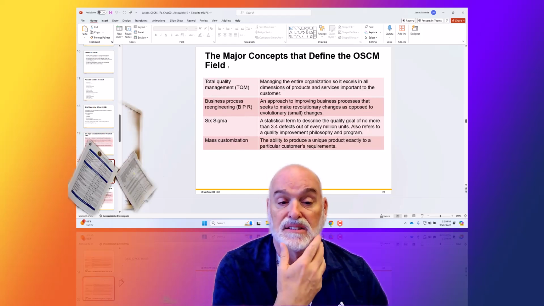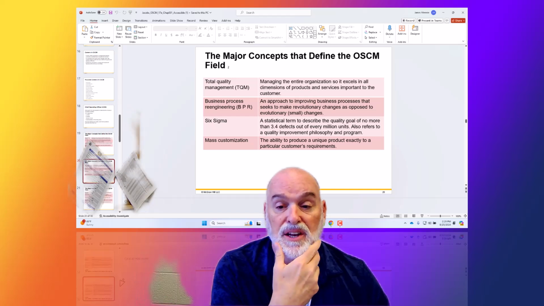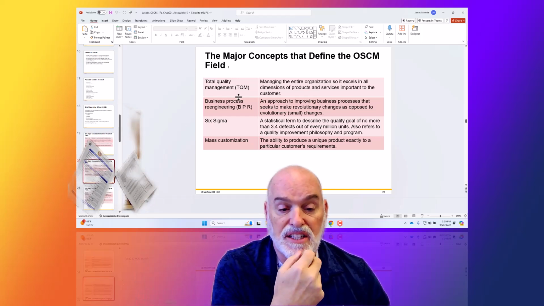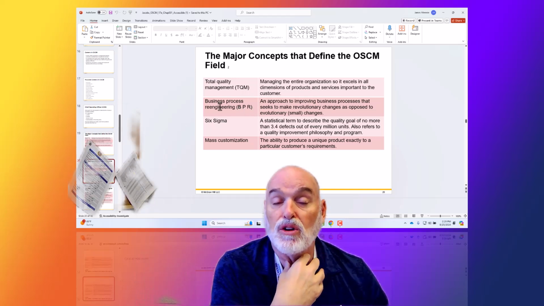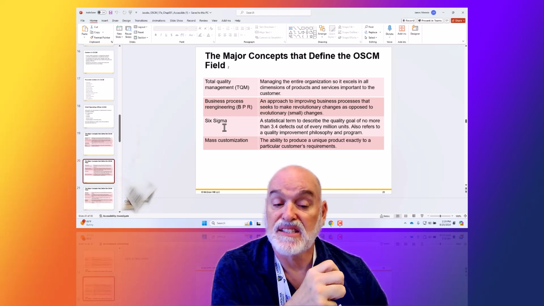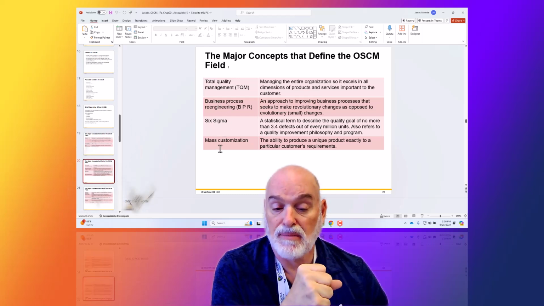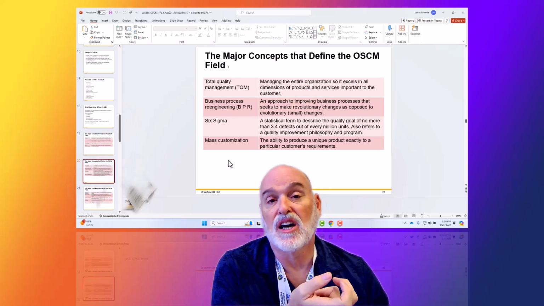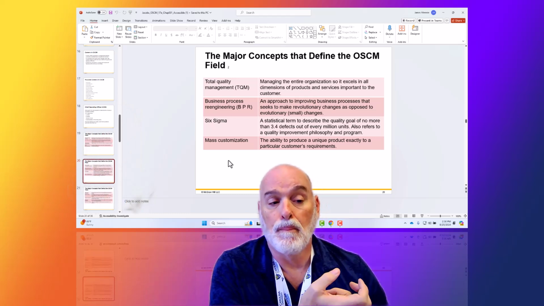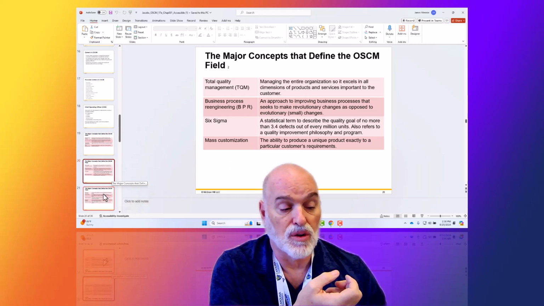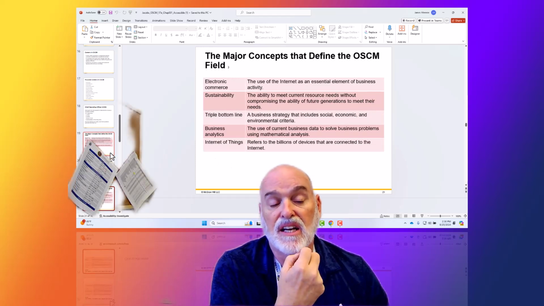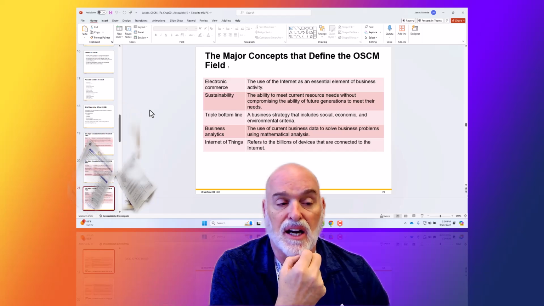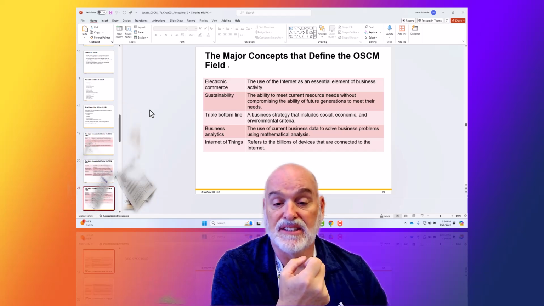Major concepts that define the OSCM are TQM, BPR or business process reengineering, Six Sigma, mass customization. These are all concepts that are utilized in companies today to become more efficient, and also utilizing the supply chain management process for competitive advantage.